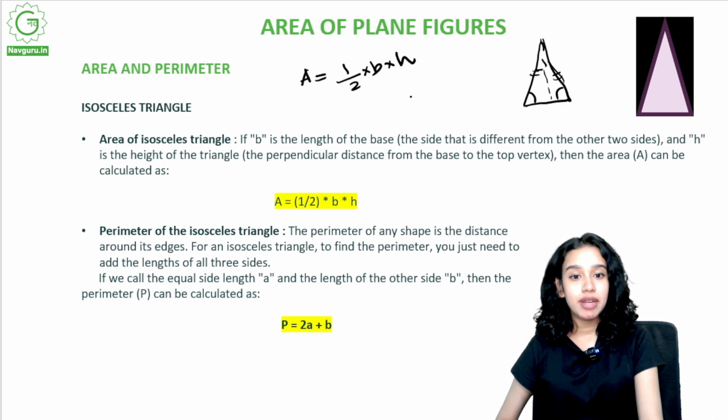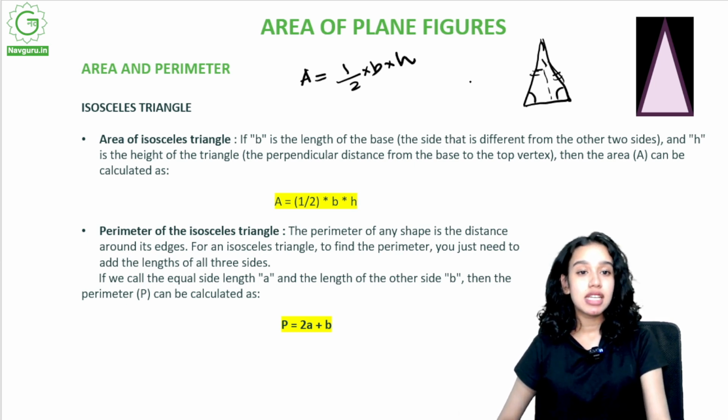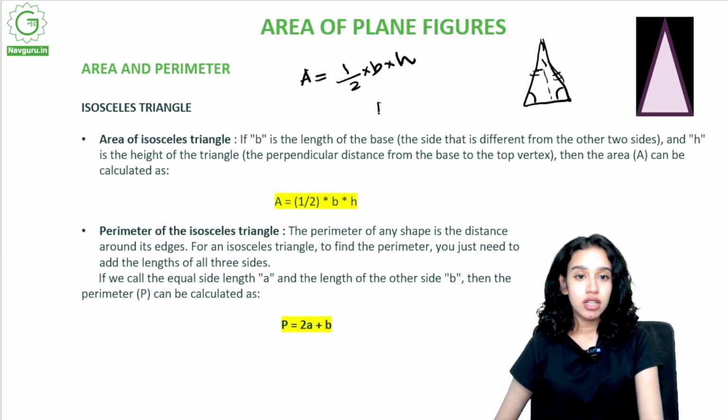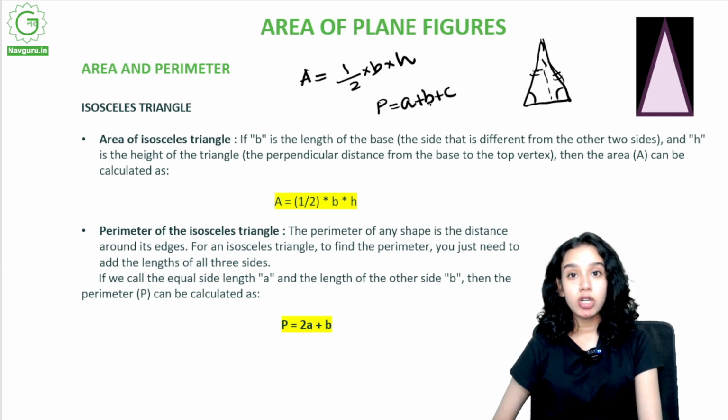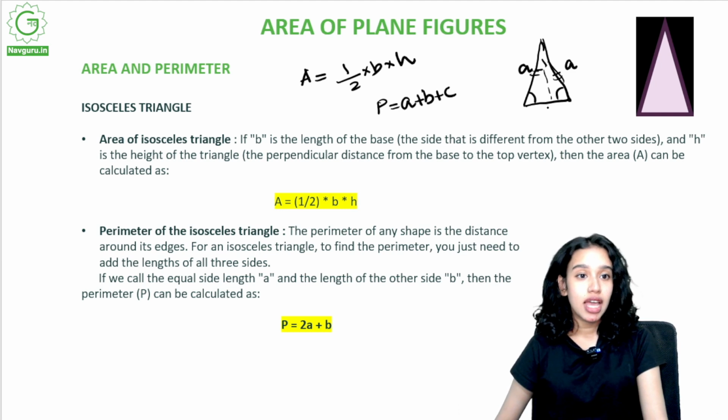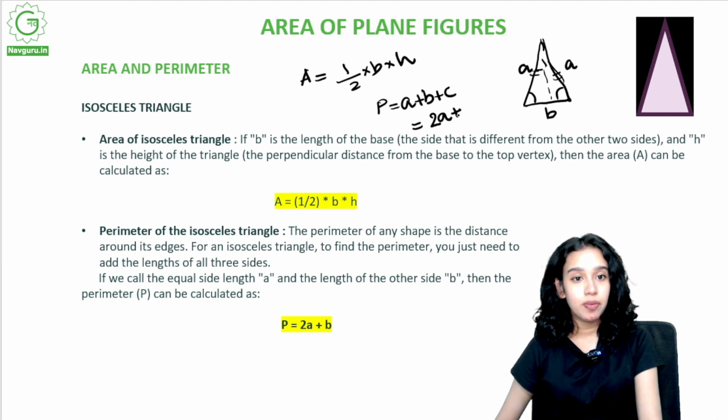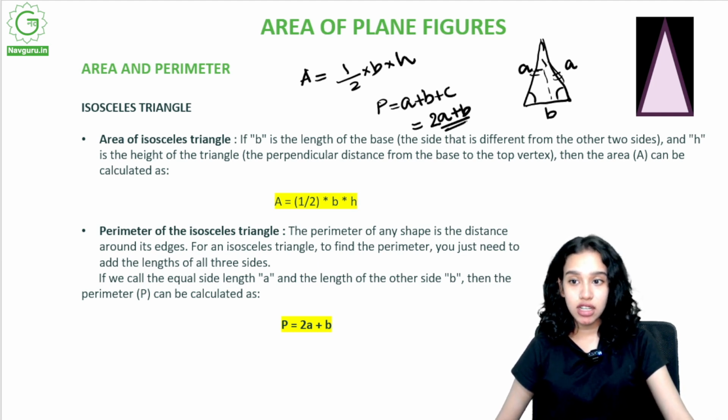Now, what is the perimeter of an isosceles triangle? We said that the perimeter of a triangle would be equal to a plus b plus c. But what is the situation here? Both sides are equal. If this side is a, this side will also be equal to a. And the base would be, let's call it b. Now, what is the perimeter here? It's 2 times a plus b. Now, this is the perimeter of an isosceles triangle.